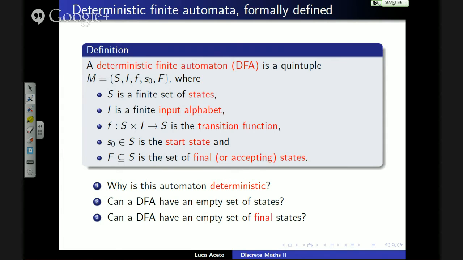Okay? So in this definition, there is everything that you need to know in order to determine whether an object that somebody shows you is a finite automaton or not. It's a finite automaton if it obeys all these constraints. The set of states should be finite. The input alphabet should be finite. The transition function should be deterministic, and all the rest.